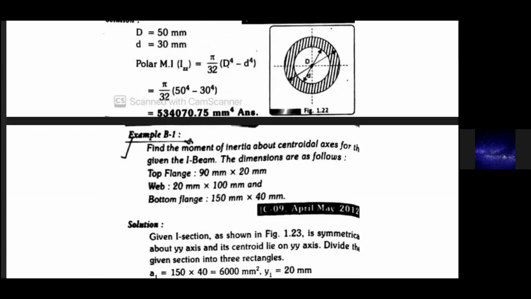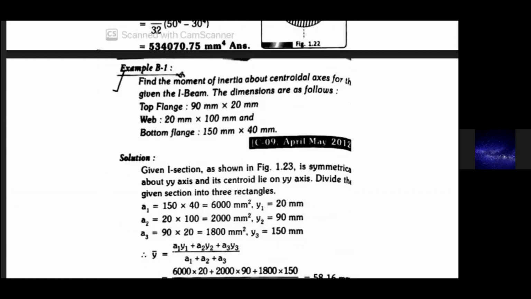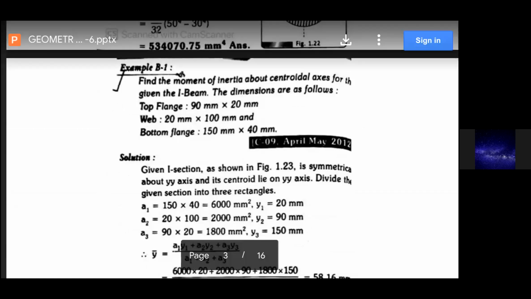Next, find the moment of inertia about the centroidal axis for the given I beam. The dimensions are as follows: top flange 90 cross 20, web 20 cross 100, bottom flange 150 cross 40.